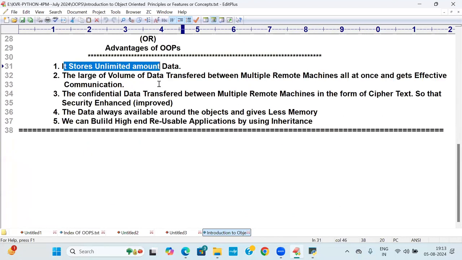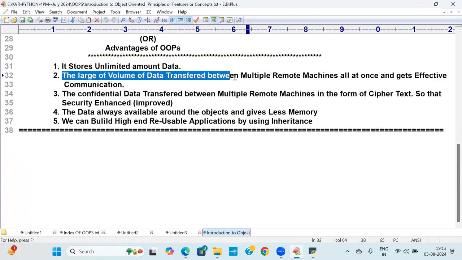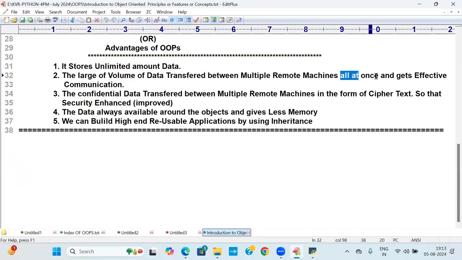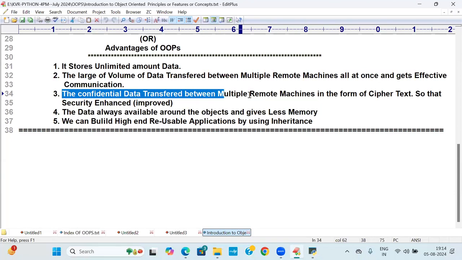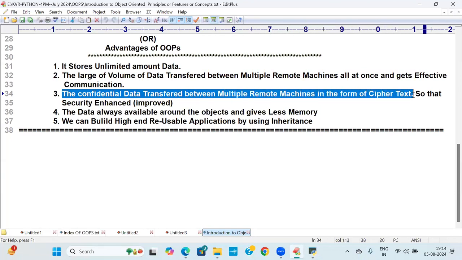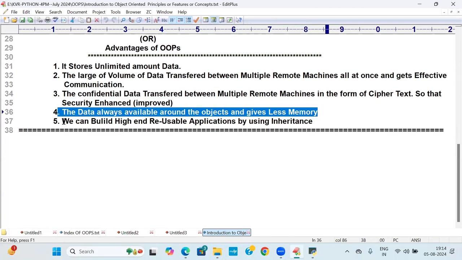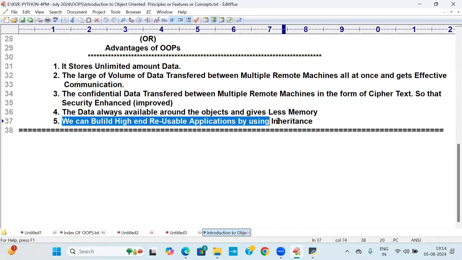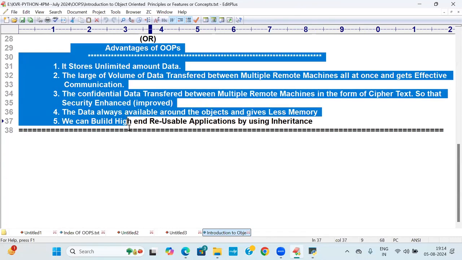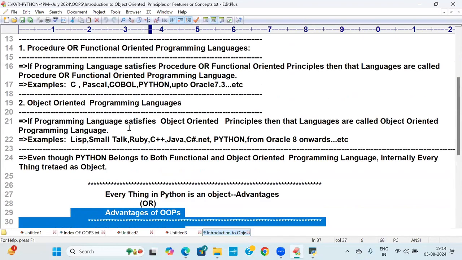It stores unlimited data. Large volumes of data are transferred between multiple remote machines all at once, giving effective communication. Confidential data is transferred between multiple remote machines in the form of ciphertext, so security is improved. Data is always available around the objects, which takes less memory. We can build high-end reusable applications by using inheritance. These are the ultimate advantages of OOPS. I'll show these things in the coding also.